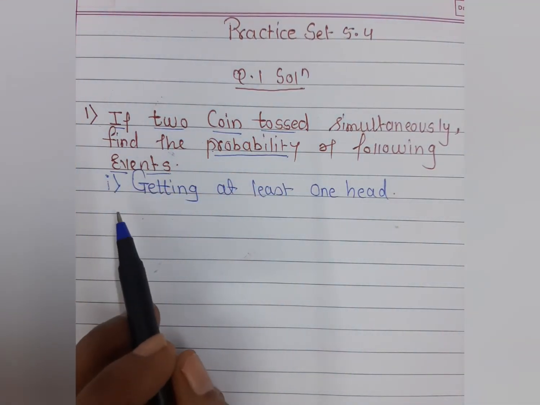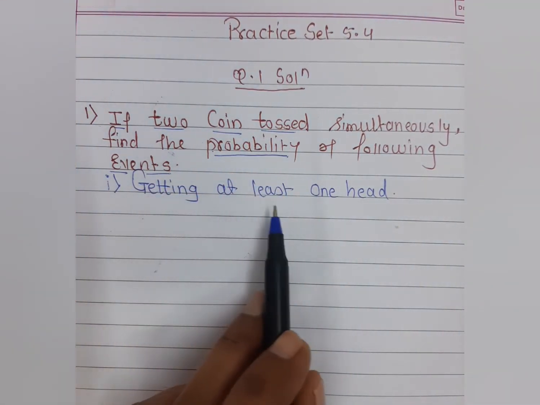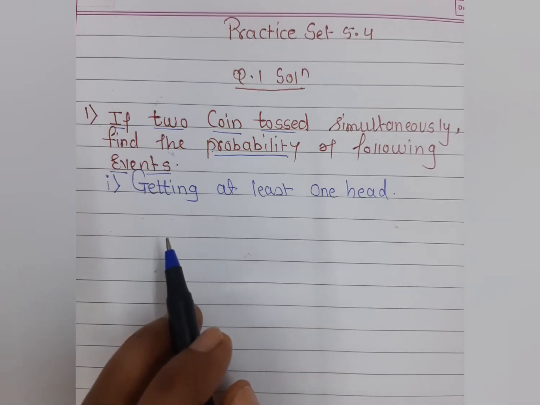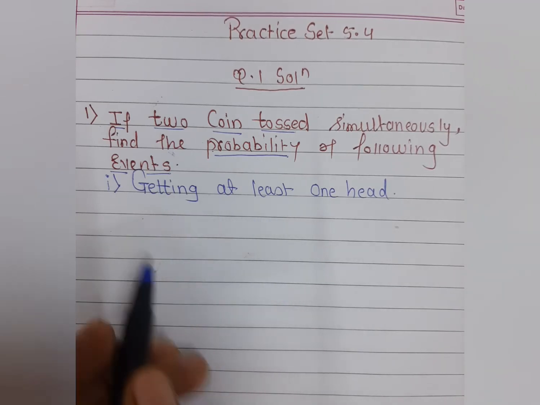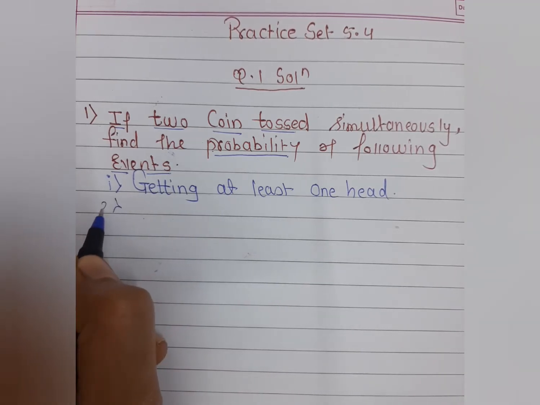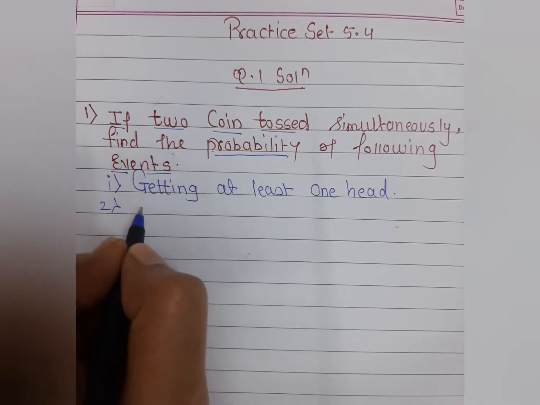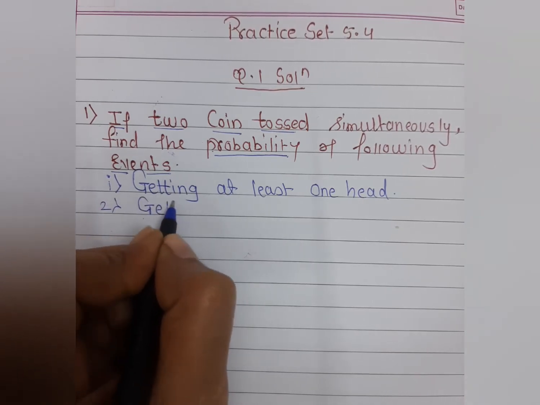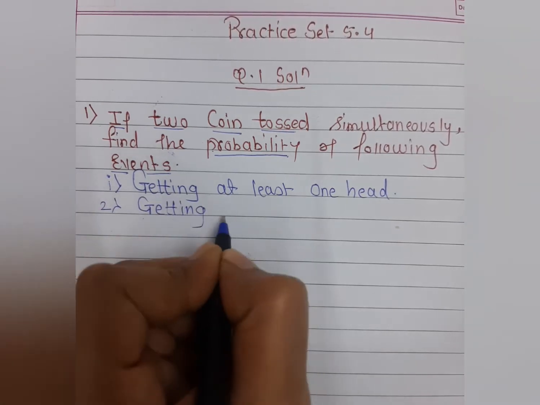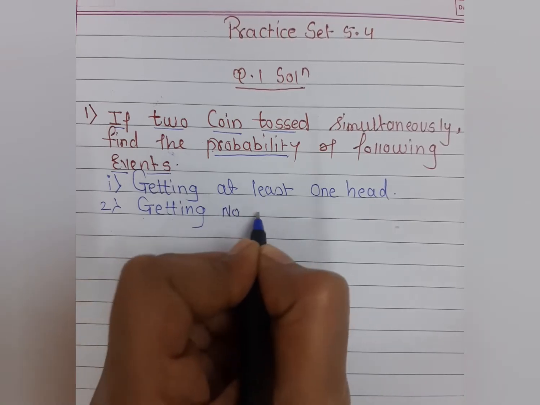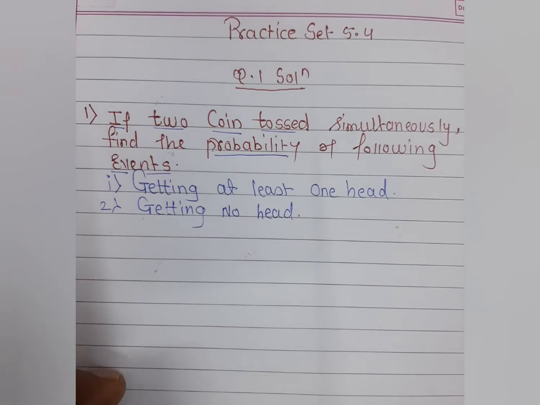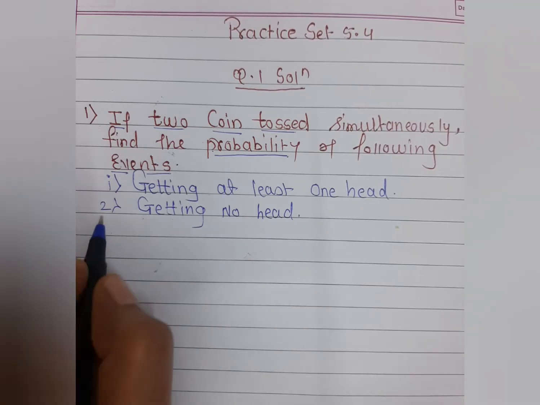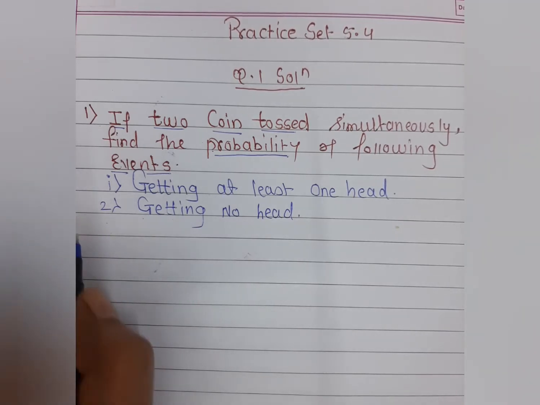So the first condition is getting at least one head. It means students, here we have to find out in this condition getting at least one head, and the next condition is getting no head. So here we have these conditions. Let us understand the solution of these conditions students.